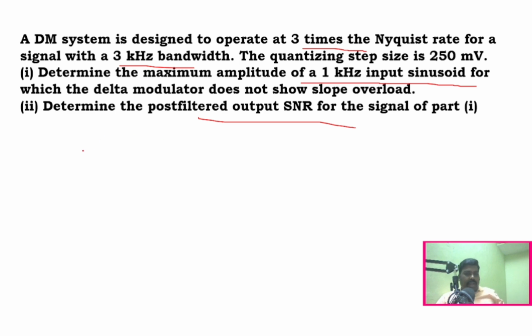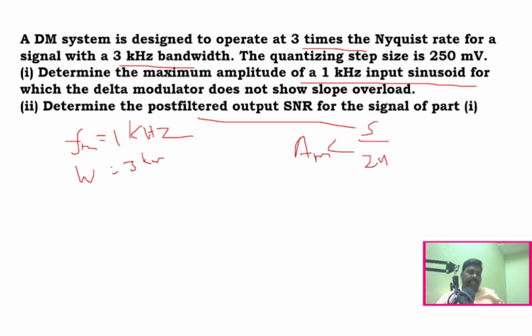We know the maximum amplitude. They have given fm as 1 kilohertz, and the bandwidth is given as 3 kilohertz. Now we need to find the Nyquist rate. Before that, what is the formula we'll use? Am is less than or equal to Δ/(2π fm Ts). Similarly, we have a formula for signal to noise ratio. Here you know what fm is. All we need is Ts. The Δ value they have already given as 250 millivolts.